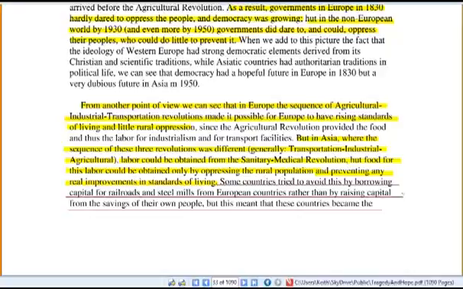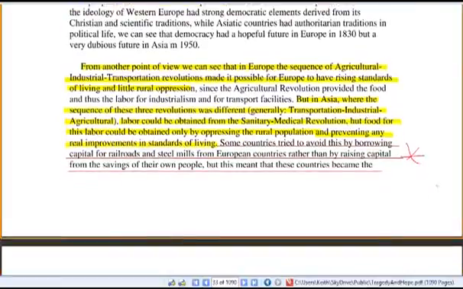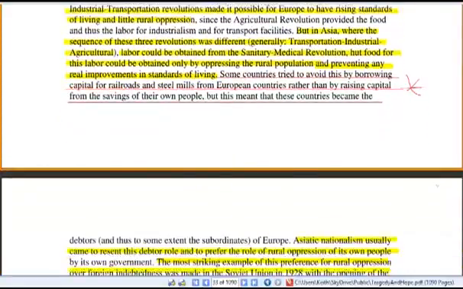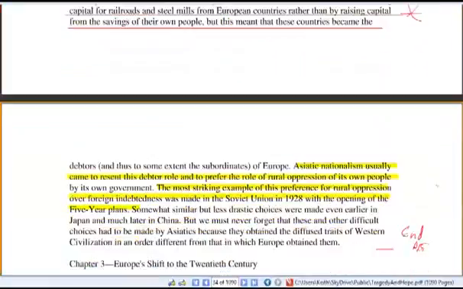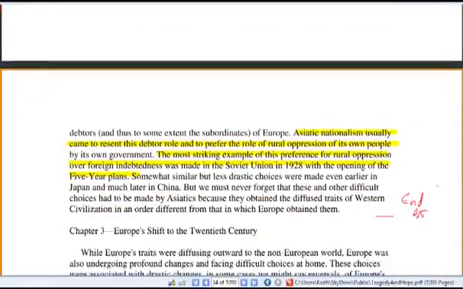Some countries tried to avoid this by borrowing capital for railroads and steel mills from European countries rather than by raising capital from the savings of their own people, but this meant that these countries became the debtors, and thus to some extent the subordinates, of Europe. Asiatic nationalism usually came to resent this debtor role and to prefer the role of rural oppression of its own people by its own government.